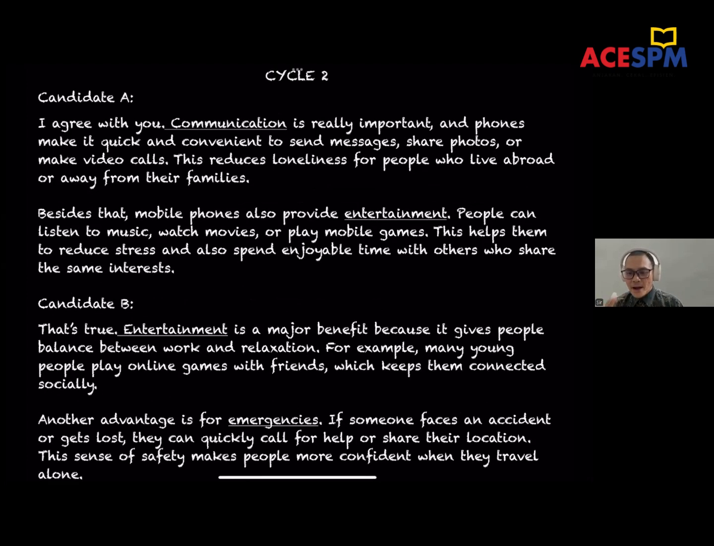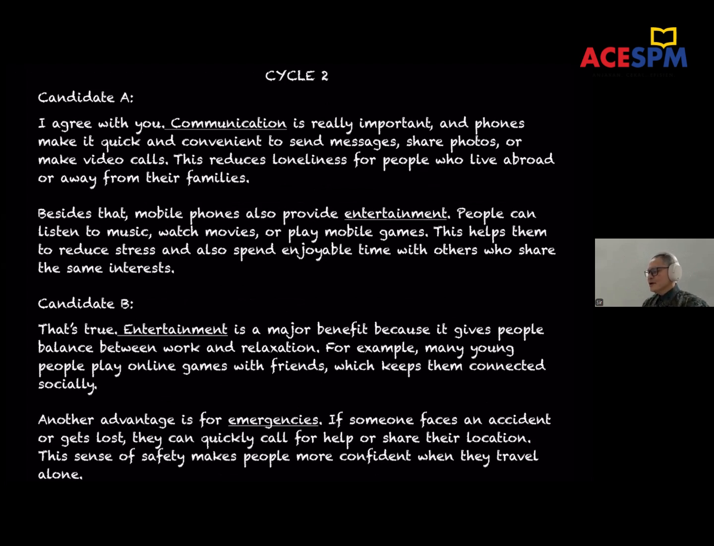So that was cycle 1. Cycle 2 is 2 more points. Again, add value and then give your own point. So let's do candidate A. Just now it ended with communication, right? Mobile phones for communication. So we're going to pick it up from there.